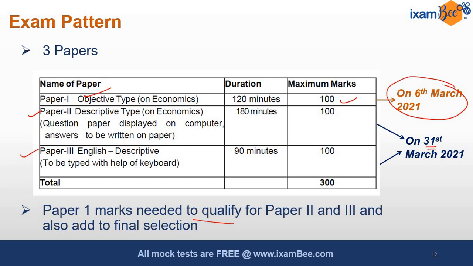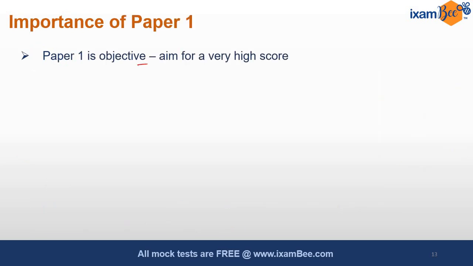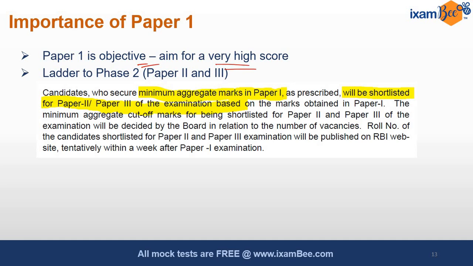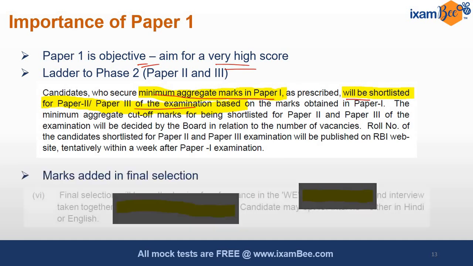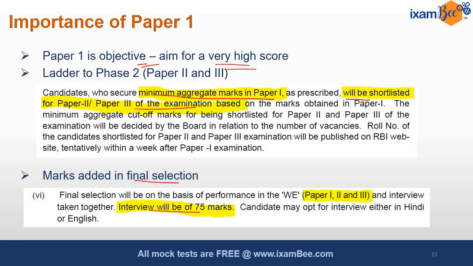The exam is on 31st March. Paper 1 is completely objective. You shall aim to score very, very high, as it is going to count for your final selection. It is the ladder for the phase 2 exam, as the notification mentions here, and these marks are going to be added for your final selection. The interview is of 75 marks.